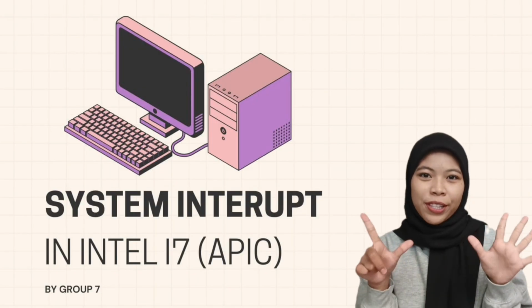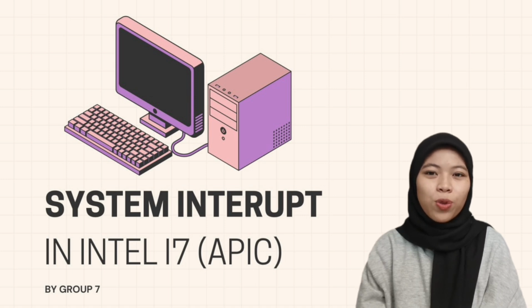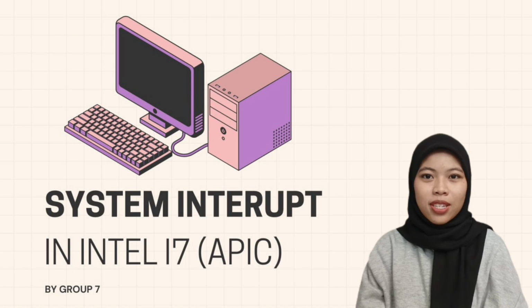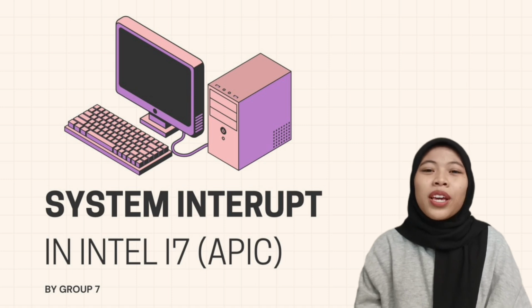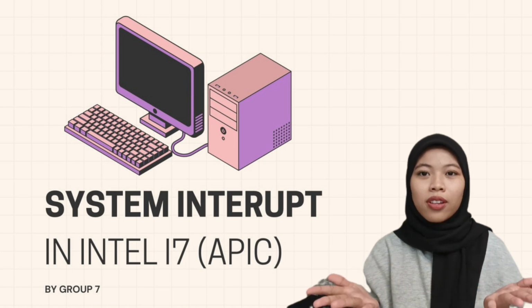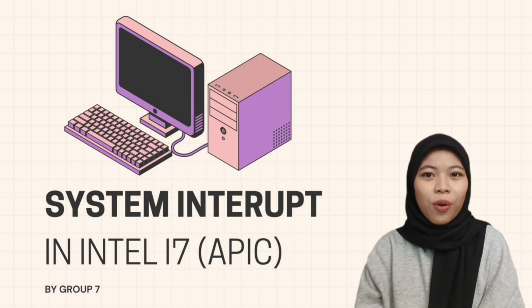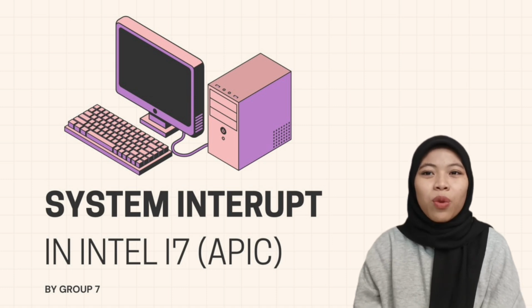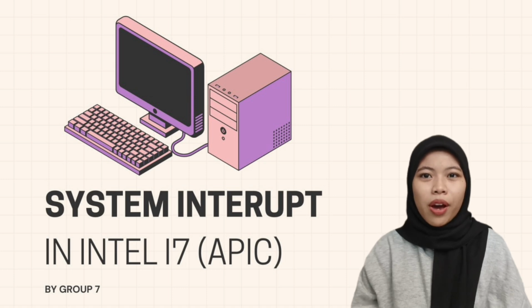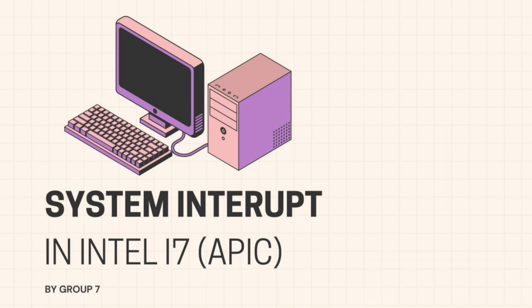We are Group 7, and today we will be presenting our final project for CSC 429 titled System Interrupt in Intel Core i7 Processor using EPIC. In this video, we will explain how system interrupts are handled in a multi-core Intel CPU, focusing on the Intel Core i7 12700K model. We will also describe the EPIC architecture and how it improves system performance.